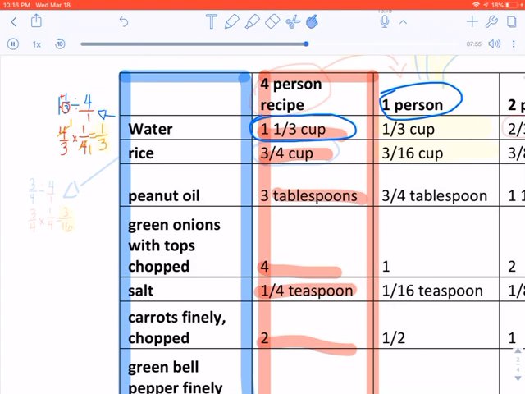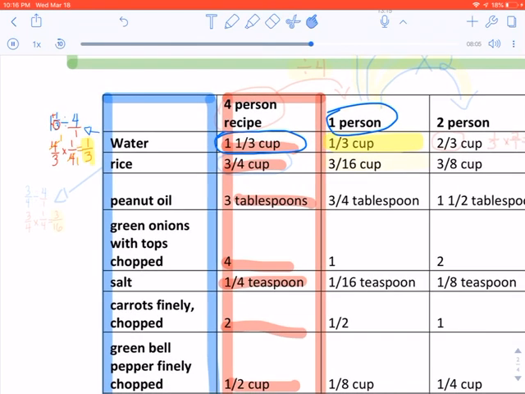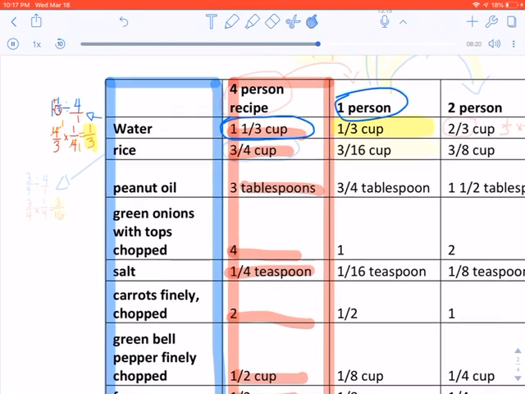Now look at that answer that I have there. I have 1/3. I'm highlighting in yellow. If you notice, that's exactly what's written in the section for the water for 1 person. So that is for the water. I'm going to do one more here with you, just so that you can see it.